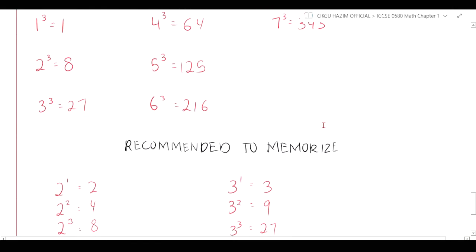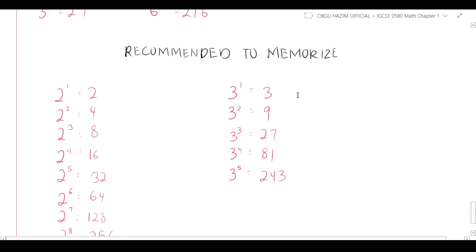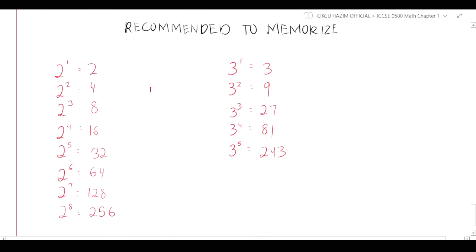Not just that, there's also another set of numbers that is recommended to memorize, which is the exponents of 2 here: 2 to the power 1, 2 to the power 2, 2 to the power 3, and everything here just multiplies by 2. You can go further. And then another one: 3 to the power 1, 3 to the power 2, 3 to the power 3, 3 to the power 4, until 3 to the power 5 only, because that's the limit that usually comes out in exams. 3 to the power of 6 rarely comes out, and I haven't seen it in an exam.